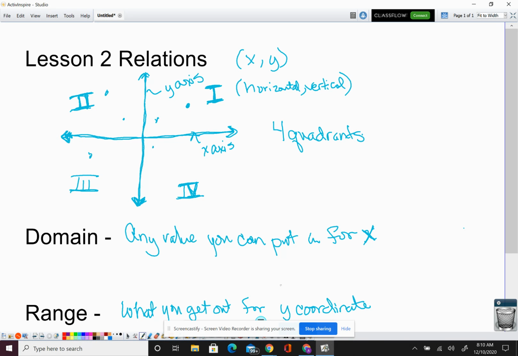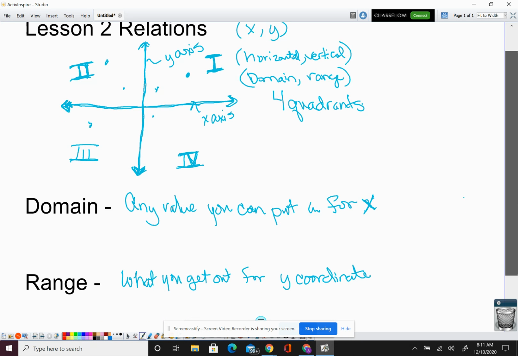But if you can't remember which one goes with which again, think about alphabetically. Domain, range. D comes before R, domain goes with the x coordinate, range goes with the y coordinate. So everything is staying alphabetically here.